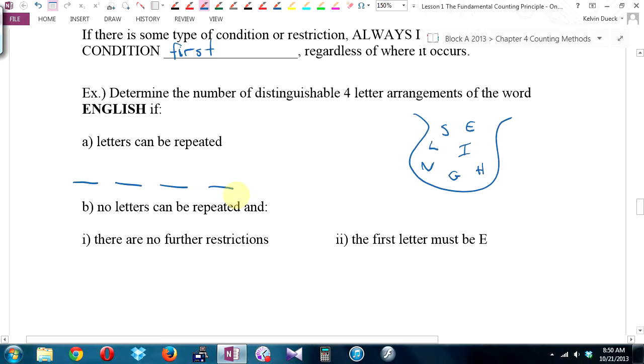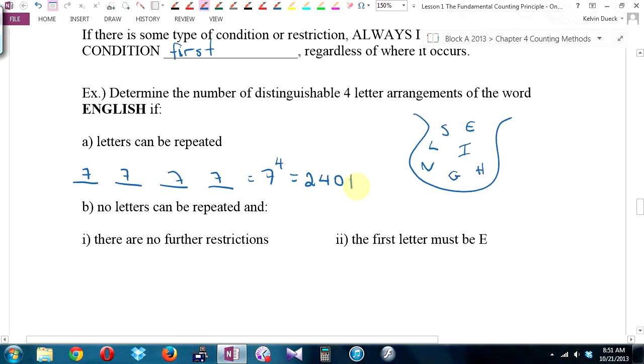How many choices do I have for the first letter? Count, please. 7? We're repeating, so now it goes back in. Shake it up. How many choices do I have for the next letter? 7. We're repeating, it goes back in. Shake it up. How many choices do I have for the next letter? 7. And then 7. In fact, it's going to be 7 to the 4th as a shortcut, which is what? 2401? Okay.